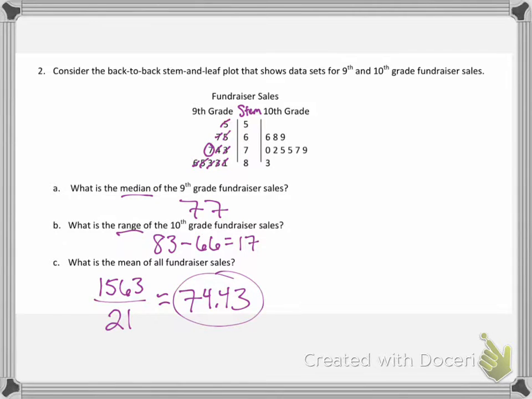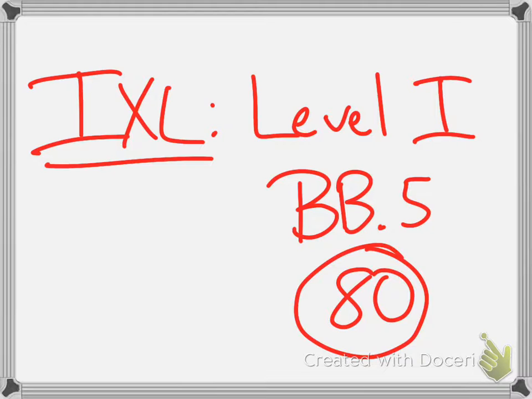So, IXL, again, we are in level I. The IXL that goes with this particular topic is BB5. Get it to an 80, again, basic interpretation of similar stem and leaf plots like I just showed you in the last two examples.